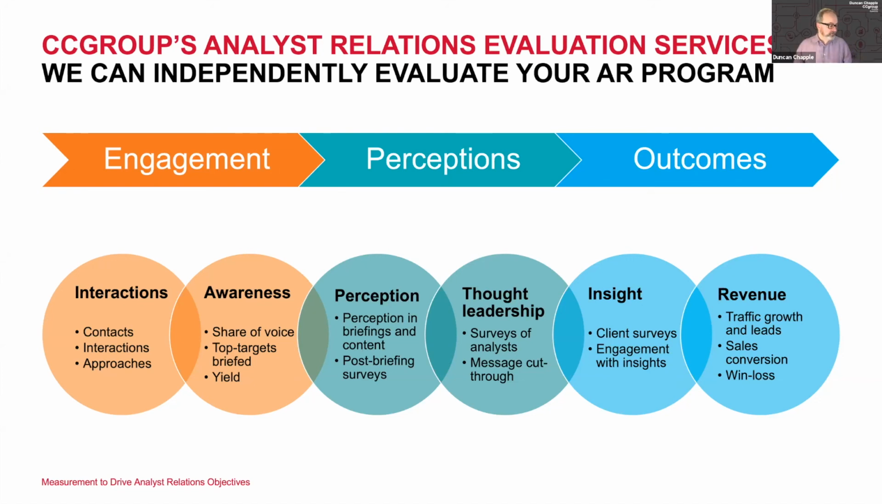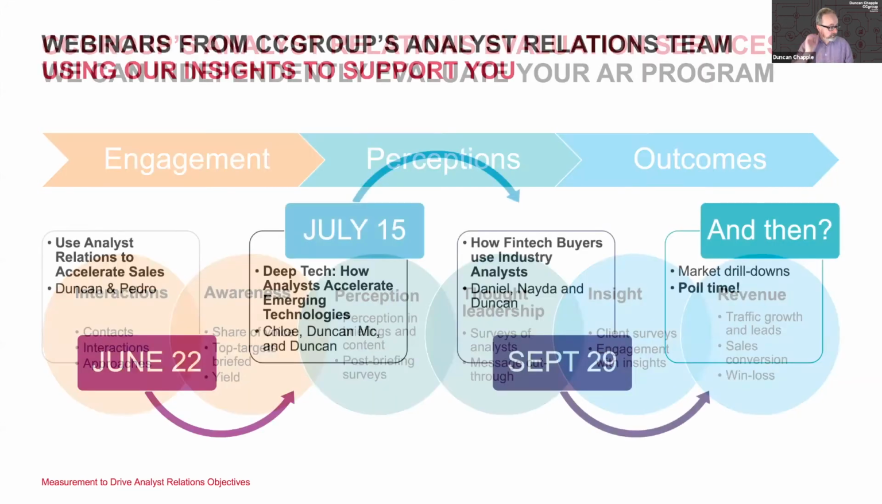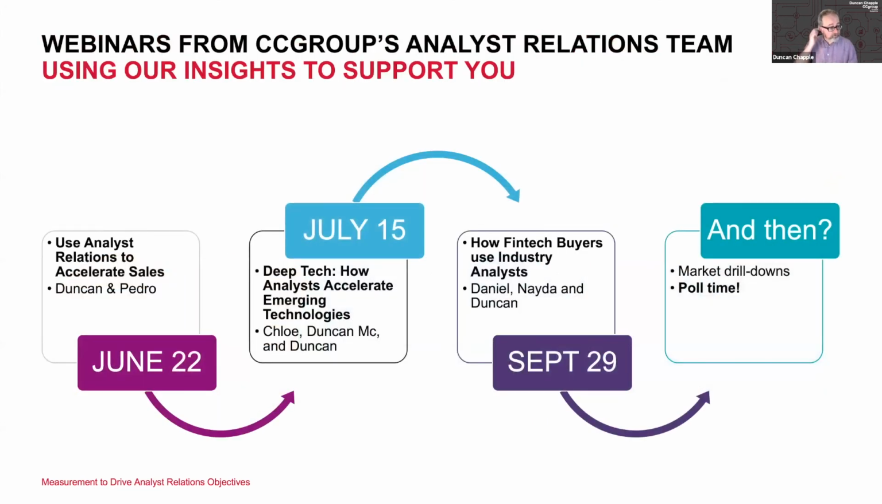That's true. I just want to click back to the forthcoming webinars, just to make sure that you have these dates in your diary. So next month, using analyst relations to accelerate sales. In July, we've got Chloe and Duncan McKean coming in to talk about emerging technologies. Summer break, we'll be here, we're not going anywhere, are we? Then in September, we'll be talking about financial technology. I mentioned that we have this Catalyst report looking at financial technology. We'll have a new version of the Catalyst report out, which Daniel and Nadia will be working on, and then we're going to get into our drill downs on the various vertical markets.